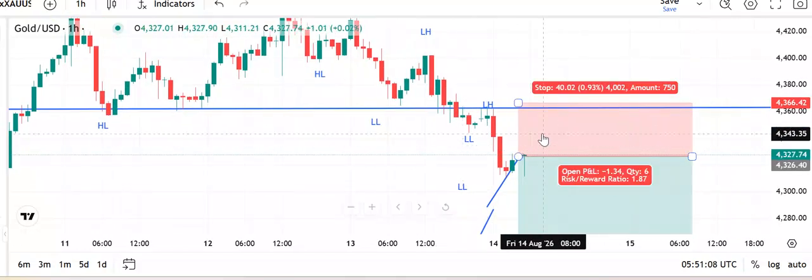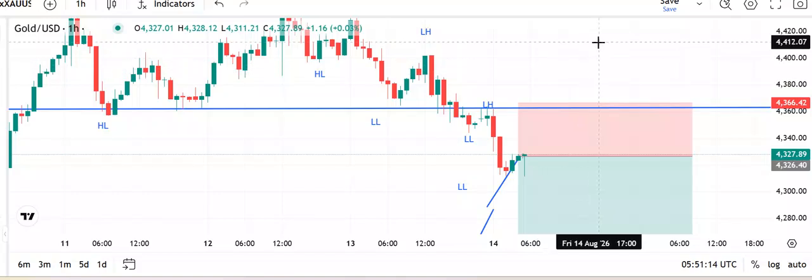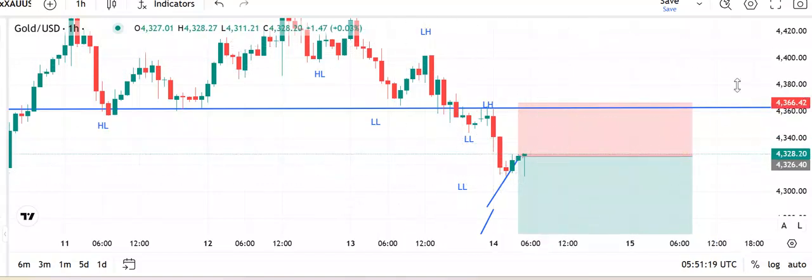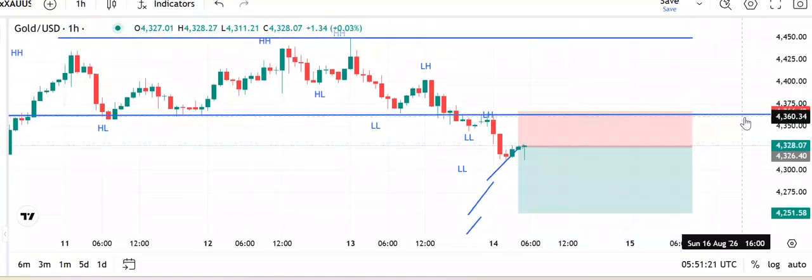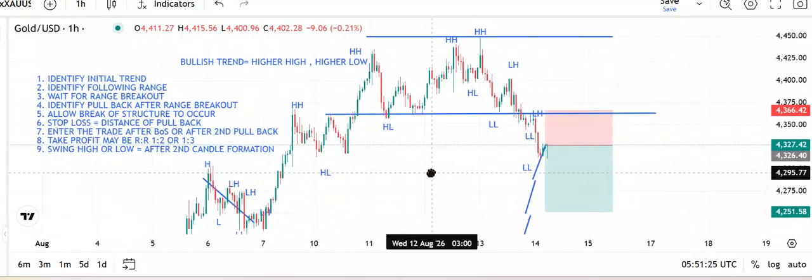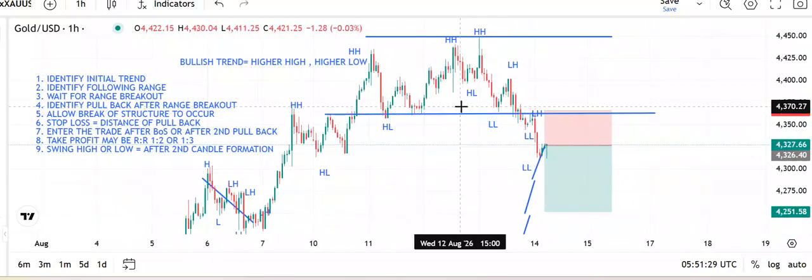But this might turn out to be our second pullback, but my analysis might be wrong. Price might continue to go higher. Today is Friday, anything can happen. So that's the analysis for today on how to trade gold on the 1 hour time frame based on what price action and ICT is showing on the screen.